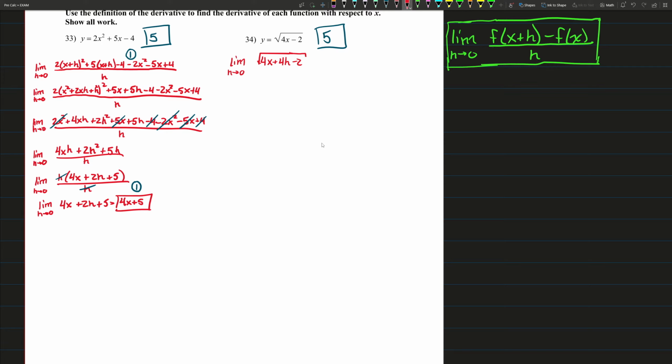So is there only these 34 questions on the test, or will there be more? There's going to be one more. It's going to be the binomial expansion problem.